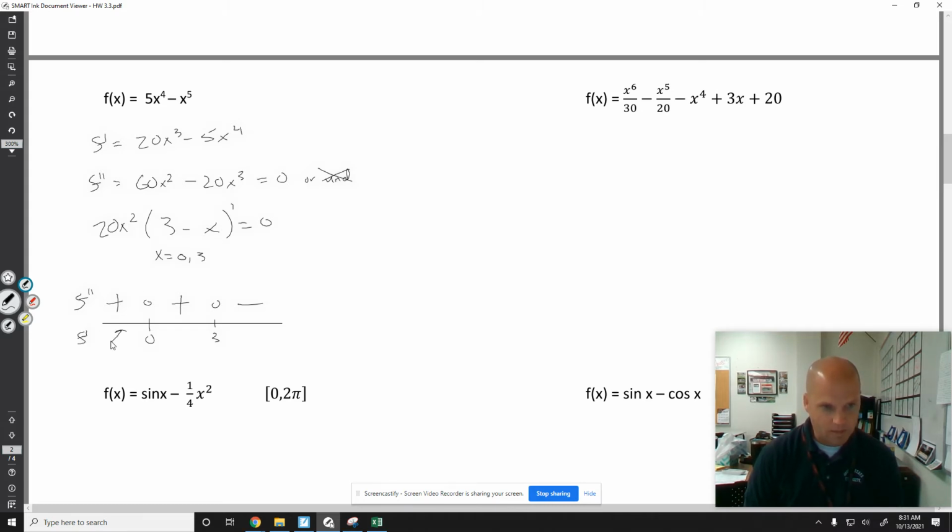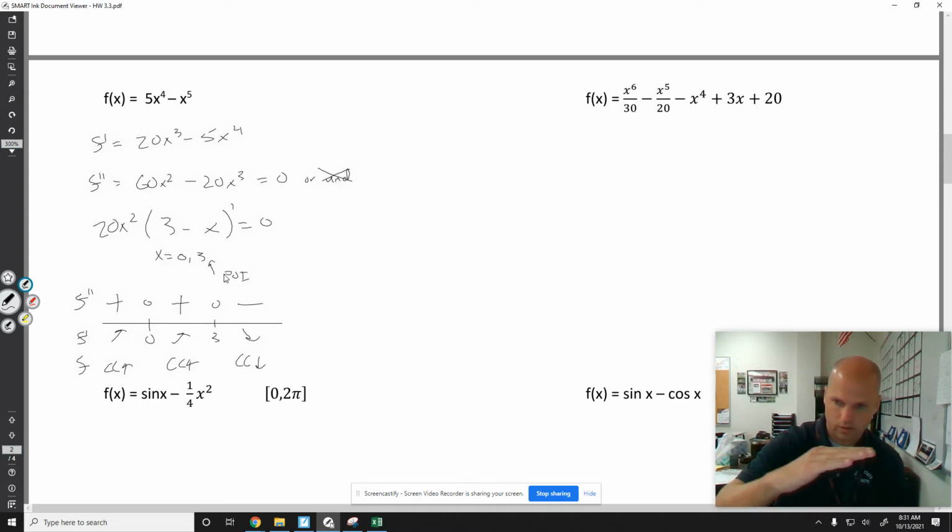So that means f prime is increasing, increasing, decreasing, but that means f is concave up, concave up, concave down. We do have a point of no concavity. This is not a point of inflection. X equals 3 is the only point of inflection where our curvature changes, curving downward to upward, or in this case, curving upward to downward.